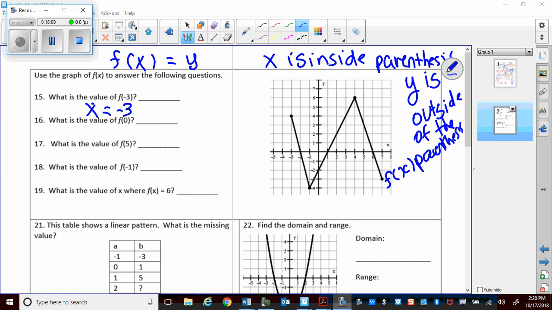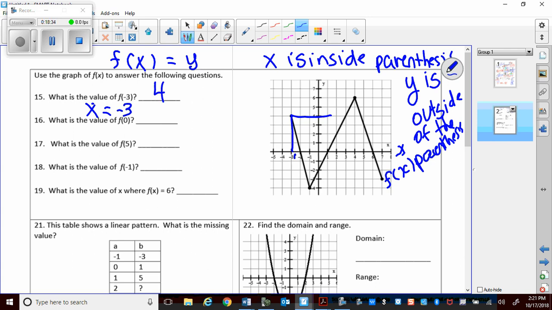Now, since x equals -3, we're looking for a y value. We look at the x-axis. We find -3. You start at the origin, -1, -2, -3. You're looking for a y value, so you go up to that point. What is this y value? 4.